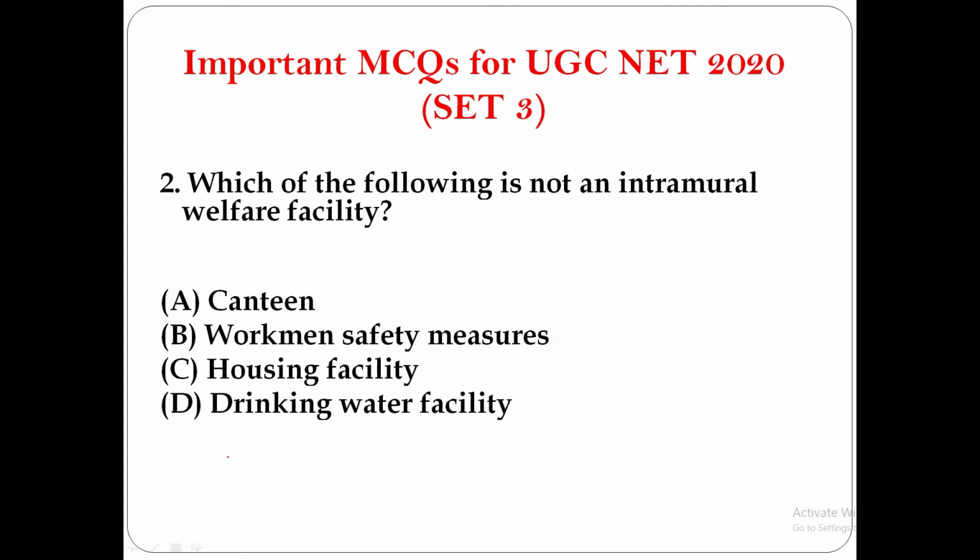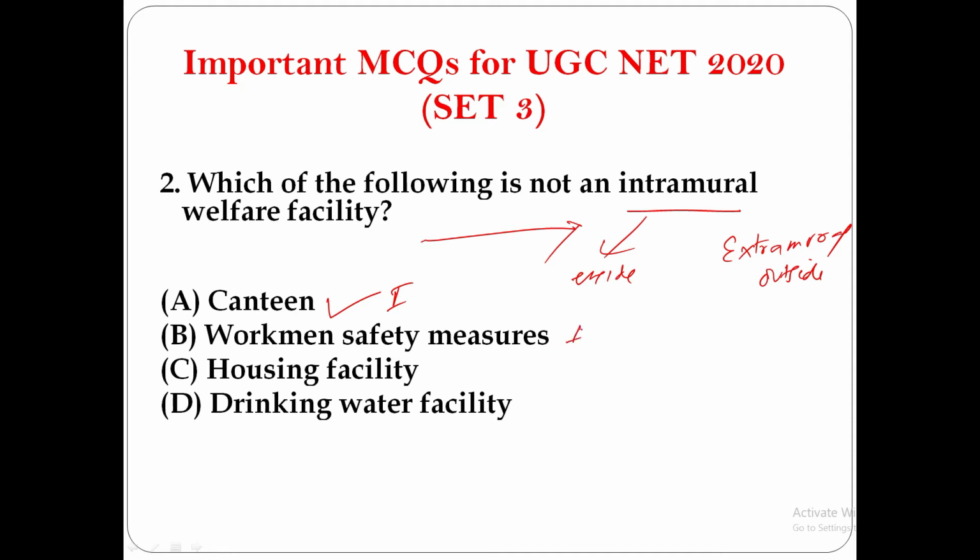Now, next. Which of the following is not an intramural welfare facility? Now, what is intramural? In short, intramural means inside the organization. And what is the opposite of intramural? It's extramural, that is outside the organization. Welfare facilities are provided inside as well as outside. Let's say canteen is inside, that is intramural. Workman safety should be there inside. Drinking water facility should be inside. Housing facility is extramural because you won't be providing housing facilities inside your organization, right? So the correct answer is C.